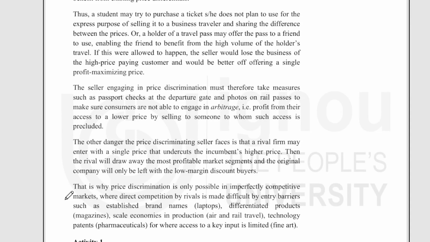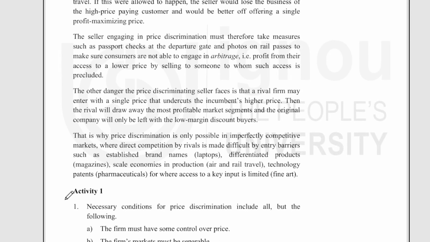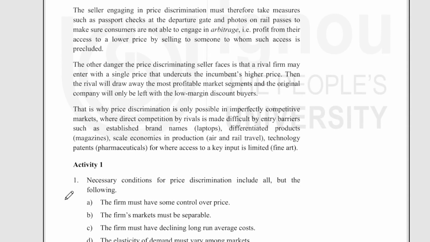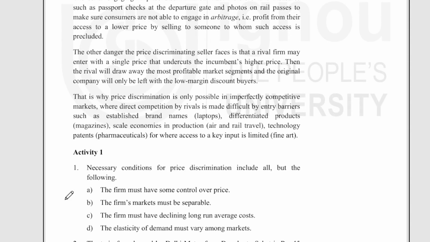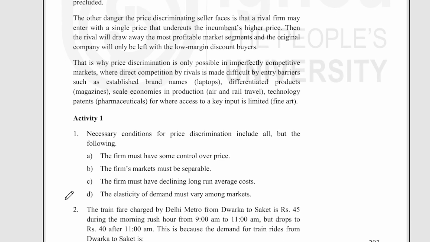And if this were allowed to happen, the seller would lose the business of the high price paying customers and would be better off offering a single profit maximizing price. And that is why price discrimination is only possible in imperfectly competitive markets, where direct competition by rivals is made difficult by entry barriers such as established brand names like laptops, magazines and differentiated products, scale economies in production, air and rail travel, technology, patents, pharmaceuticals, or where access to key inputs is limited, finance.